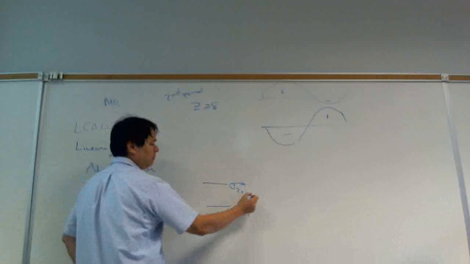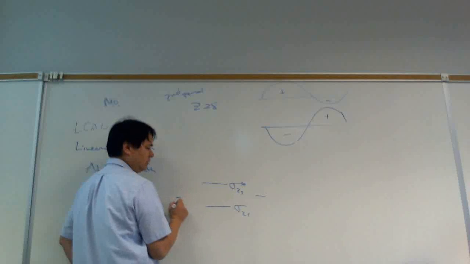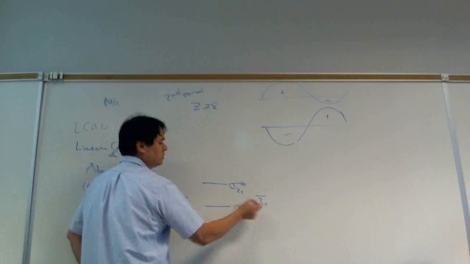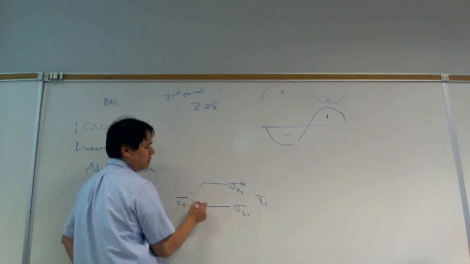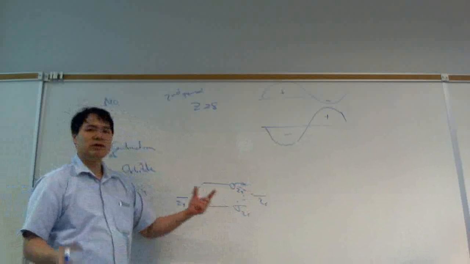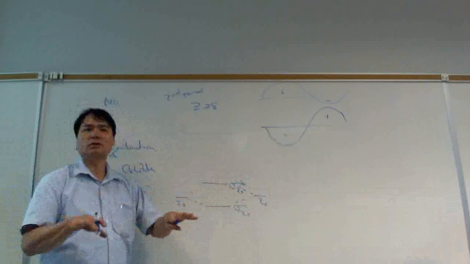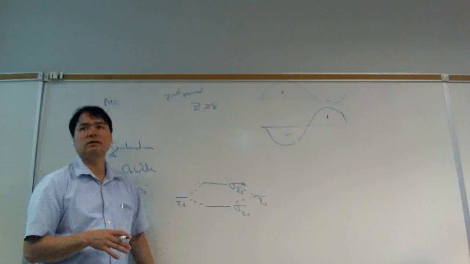And where do these come from? These come from the LCAO of the 2s atomic orbitals. And so you could show the LCAO like this. The LCAO generates a sigma 2s when we do constructive and a sigma star 2s when it's destructive, right, out of phase.